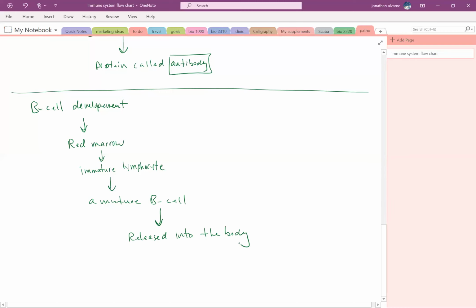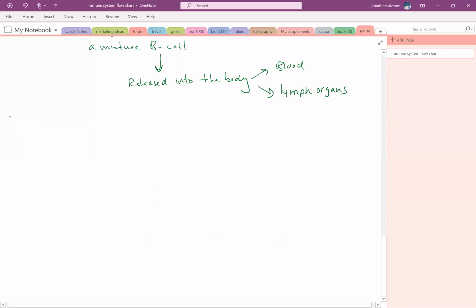And it likes to hang out in blood and lymph organs, such as your lymph nodes and your spleen. Okay, would be examples.